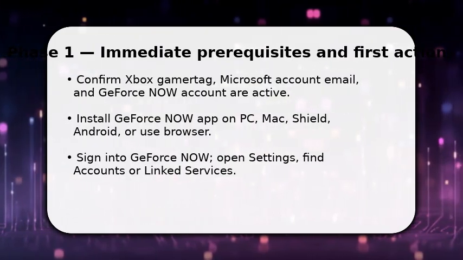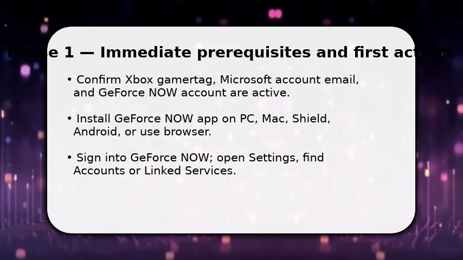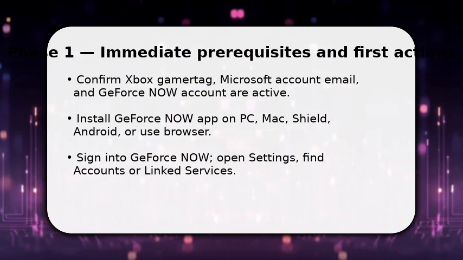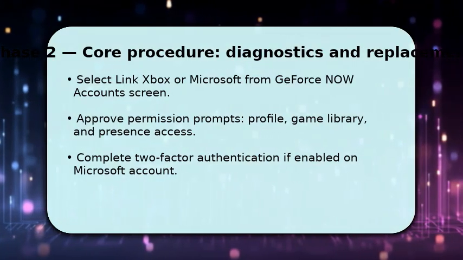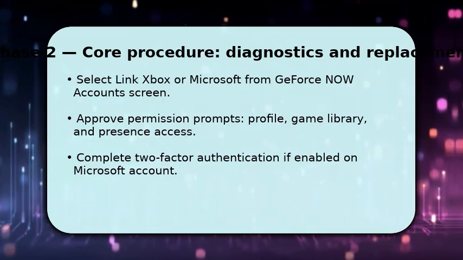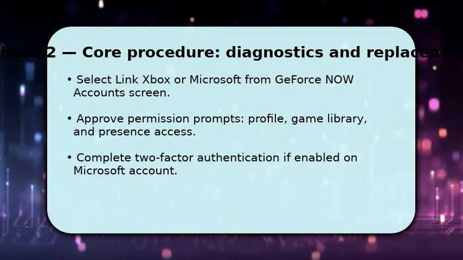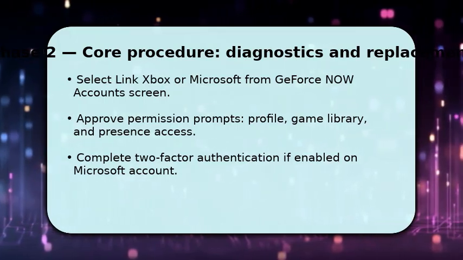Keep your Xbox credentials handy because you will be asked to authenticate with Microsoft right away. This avoids interruptions and speeds the linking process. Select Link Xbox or Microsoft from the GeForce Now account screen, then follow the on-screen prompts. When Microsoft's login page appears, enter your email and password and allow GeForce Now to access your profile and game library. This is why linking is necessary.